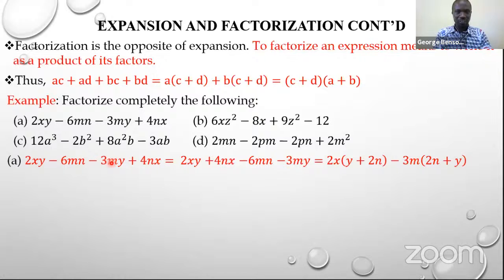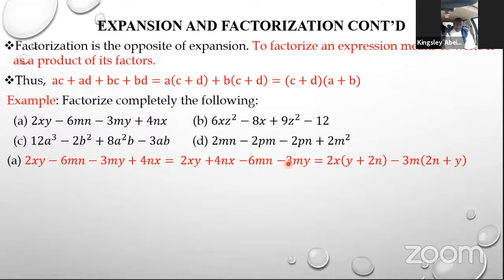So it means that when I'm putting this and this together, I have the idea of factorizing x. And when I'm putting this and this together, I have the idea of factorizing m out. Is that okay? So that's why you can see 2xy plus 4nx. My idea is that I want to factor out the x. Is that okay? Now I have minus 6m and then minus 3my. Is that okay?